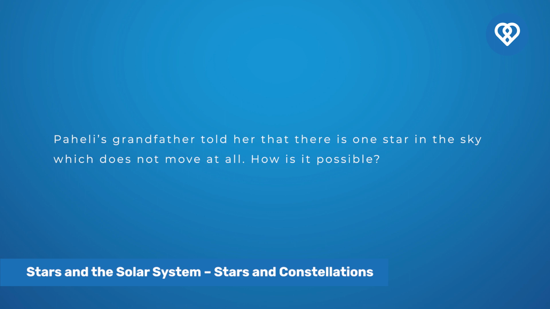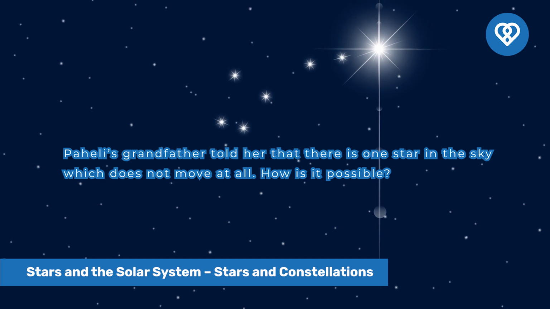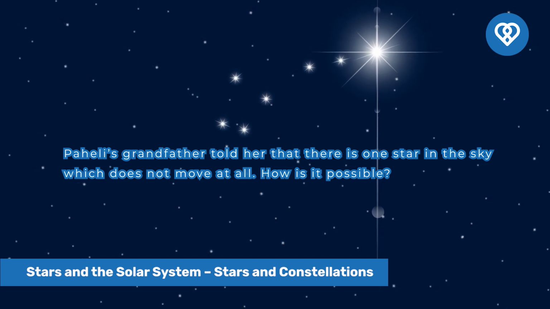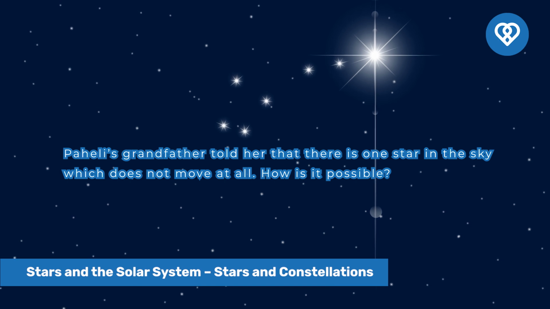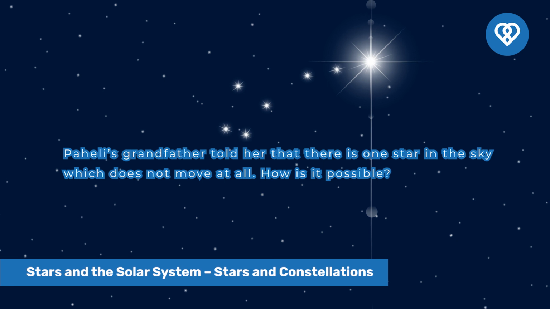Paheli's grandfather told her that there is one star in the sky which does not move at all. How is it possible? In the northern hemisphere, it appears as though the pole star does not move at all. This is because the Earth's axis is pointing towards it.